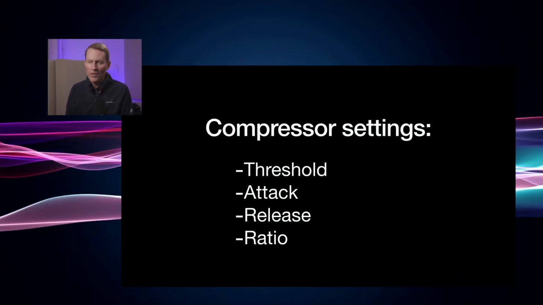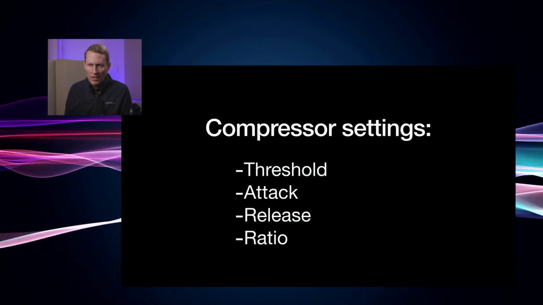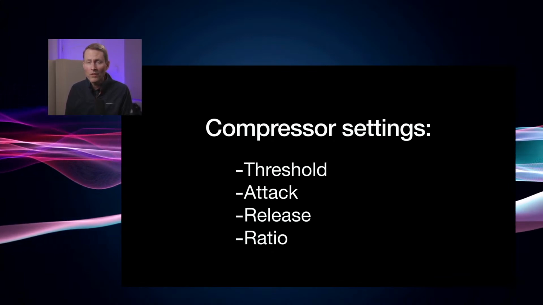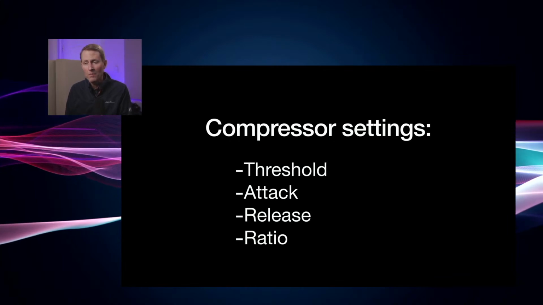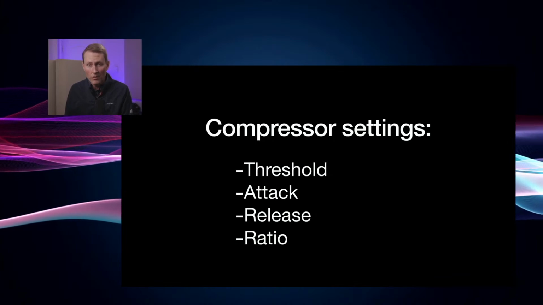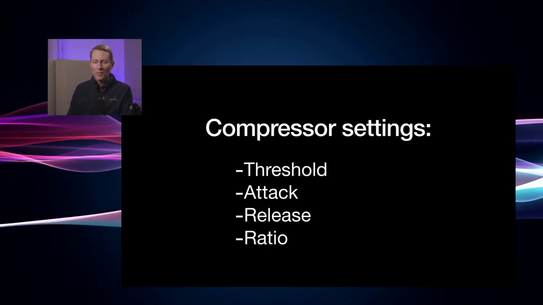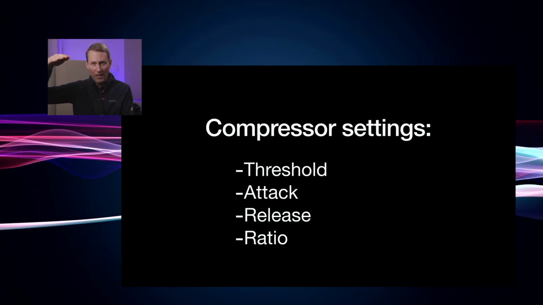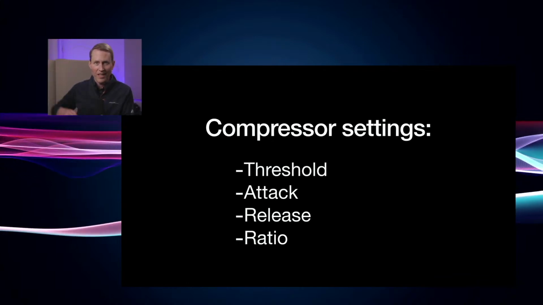And usually most limiters are somewhere in the 12-to-1 to 20-to-1 range, up to even a brick wall limiter. Sometimes you'll hear that term. Sometimes that's an infinity-to-1 ratio. So a brick wall limiter will let literally nothing through. It just stops the audio amplitude right there, wherever you set that threshold.